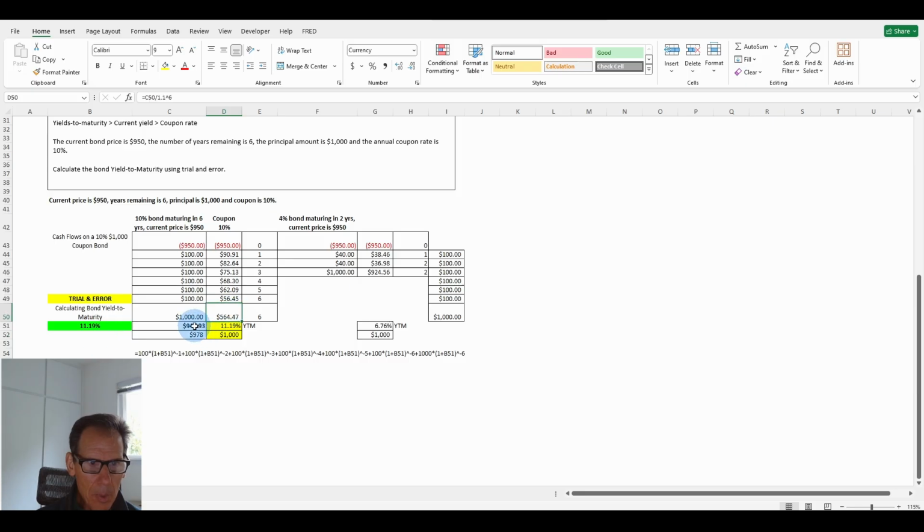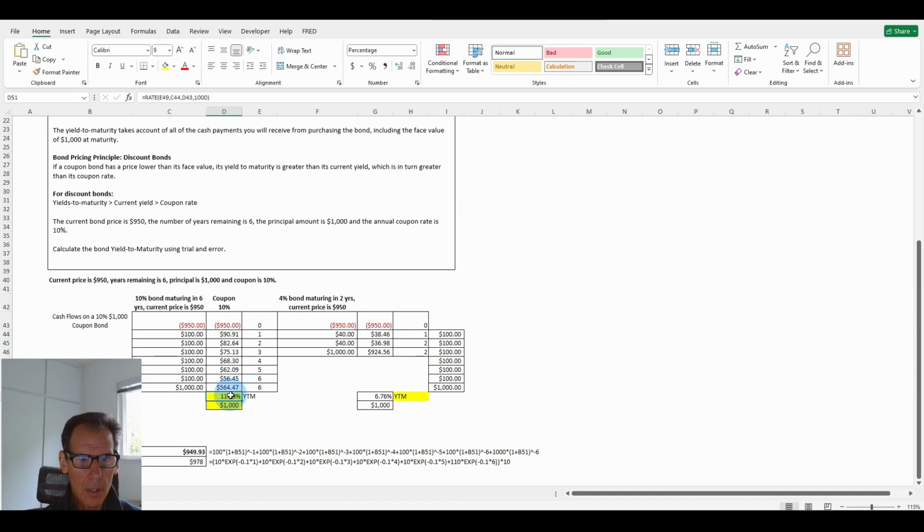How does this come into play? We're going to use the RATE function and determine the yield to maturity. Here we have E49, which is the term, which is 6. Then we have C44, which is the 100. D43 is the 950. And our yield to maturity is going to be 11.19. Here we just have this 1,000, which is the sum of this data here.